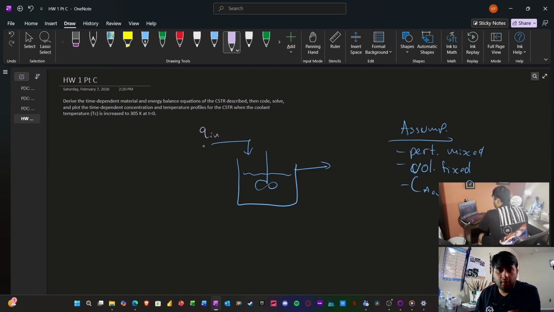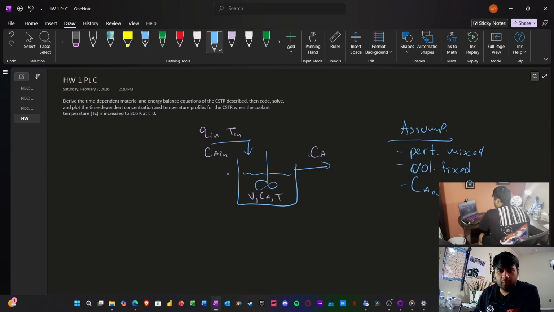So we have a Q in, we have a concentration going in, and then we're going to have a temperature going in as well. Within the tank, we're going to have a fixed volume, a concentration, and then a temperature. And going out, since we know the concentration is the same as what's in the tank, it's going to be the same going out. So our out is going to be Ca as well.